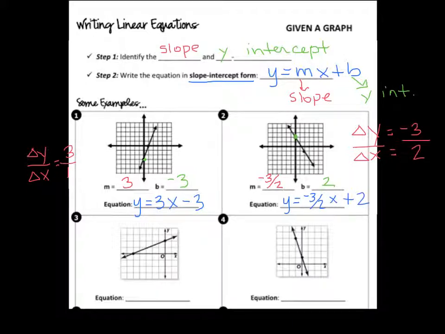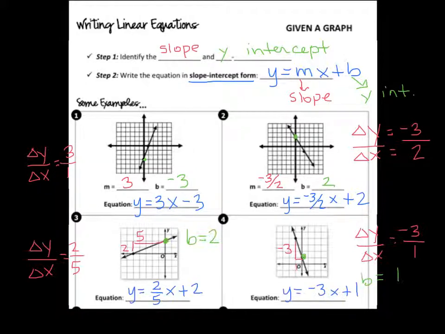Remember, m is the number in front of x. That's your slope, so -3 over 2. b is the number that's being added or subtracted. So y equals -3 over 2x plus 2 would be the equation for this line. Okay, go ahead and pause the video and do number 3 and 4, and then you can check your work with mine.